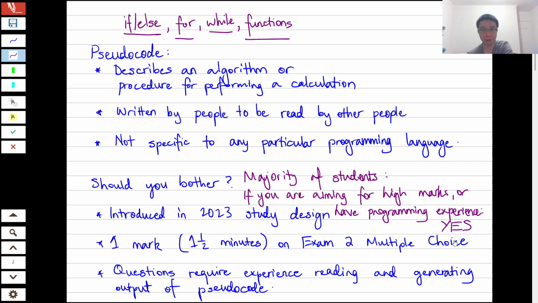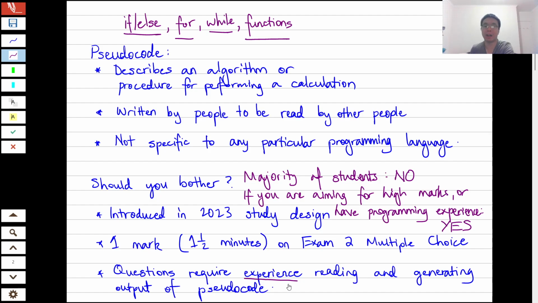However, for the majority of students, my suggestion would be that you should not bother with this topic. And the reason why I'm giving you this suggestion is because there is only 1 mark on exam 2, which is a multiple choice question, in the last 3 exam papers for this subject. And in order to be able to answer these questions, you can't just be learning pseudocode in the last few weeks before the exam. You need about 6 to 12 months of experience reading and writing computer programs, essentially.